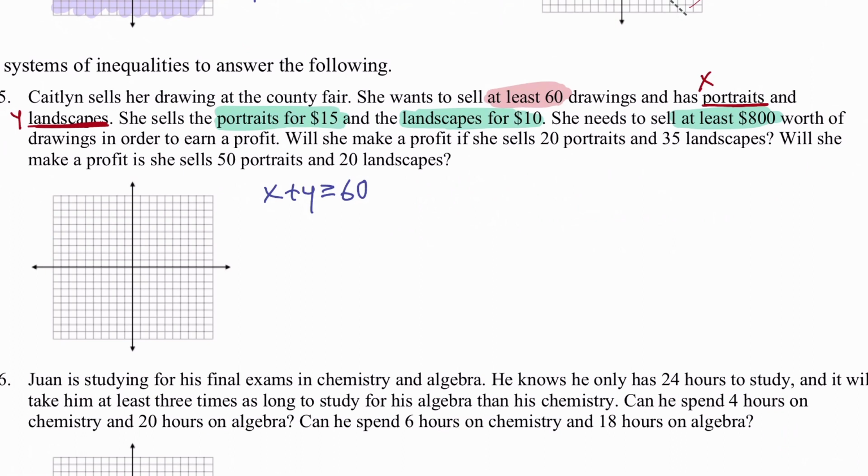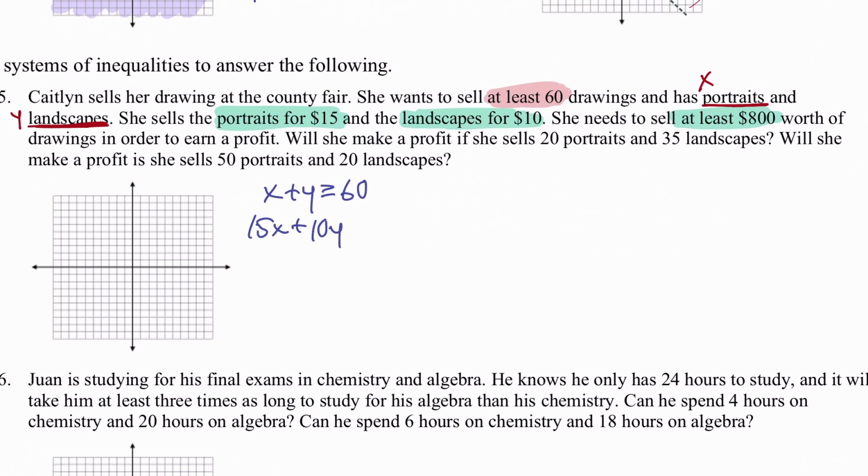So then the dollar amounts, right? I'm told how much she sells the portraits for, how much she sells the landscapes for, and she needs to sell at least, that's another greater than or equal to, right? So 15x is the dollar amount for the portraits, and then plus 10y. That's the dollar amount for all of the landscapes she sells, right?